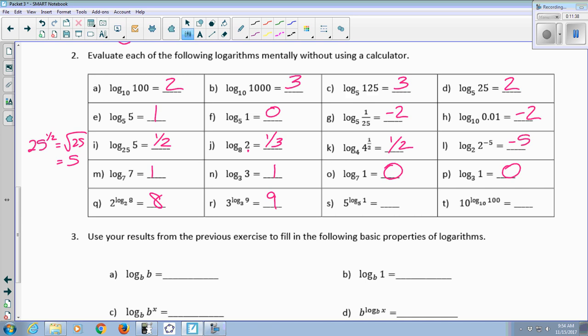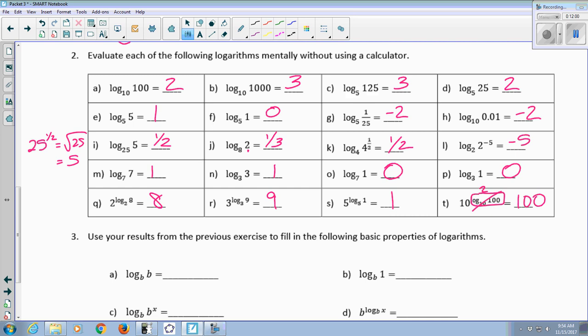Let's see if we can see the pattern here. So 5 to the log base 5 of 1 should be 1. And 10 to the log base 10 of 100 should be 100. Let's just quickly check it. 10 to what power is 100? The 2. 10 squared is 100. Checks.